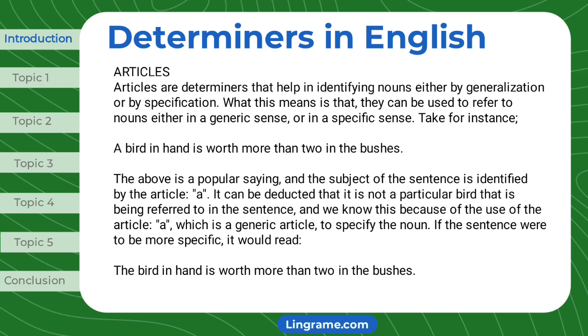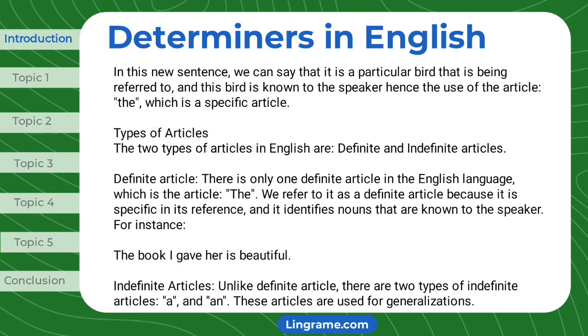If the sentence were to be more specific, it would read, the bird in hand is worth more than two in the bushes. In this new sentence, we can say that it is a particular bird that is being referred to, and this bird is known to the speaker, hence the use of the article, the, which is a specific article. Types of articles. The two types of articles in English are definite and indefinite articles.